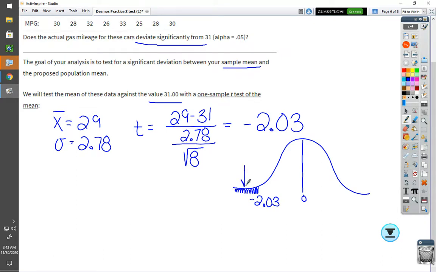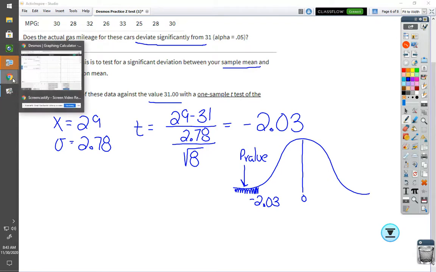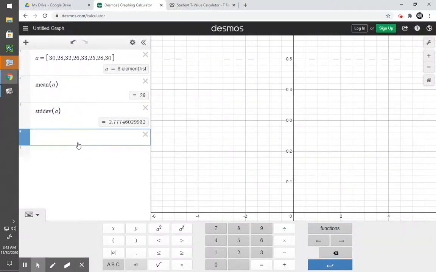We need to calculate for here a p-value. Now remember though, we have to do this on not a normal CDF, but we need to do this on a t-distribution, because a t-distribution is slightly different. So we again go back to Desmos, and now we're going to do a distribution.